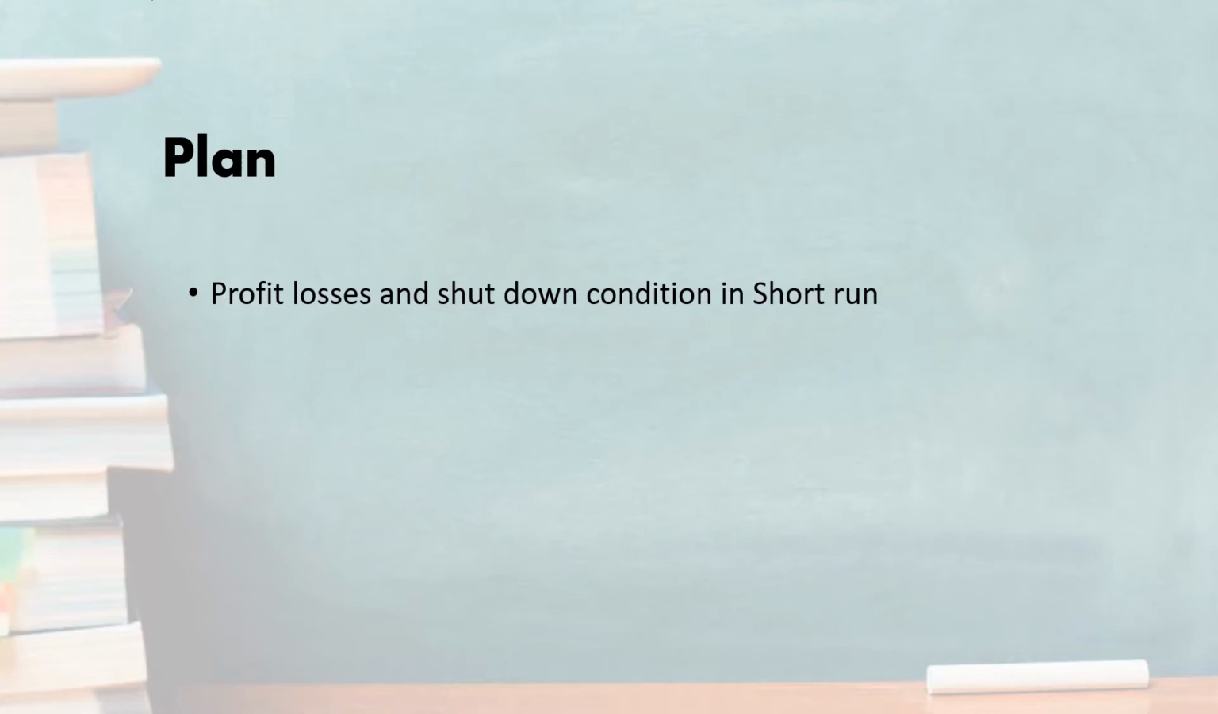You have already learned how a firm can determine its level of output which gives the maximum profit. And there you also learned the profit maximization condition. In this video I am going to focus on determining the profit and losses by using a diagram. And further I will also discuss the shutdown condition in the short run.